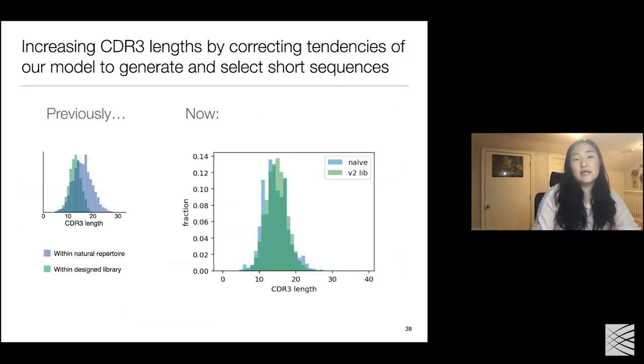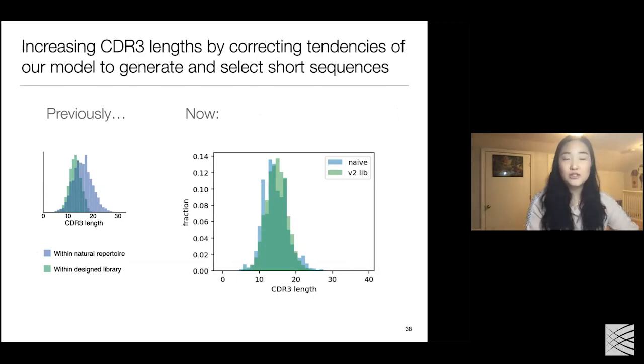And so first we begin by increasing the CDR3 lengths by correcting tendencies of our model to generate and select short sequences. As we cluster our sequences, we actually bias our model toward generating shorter sequences, and for selecting, if we select centroids of these clusters, we actually choose the shortest sequences, even though they're not the most probable, because they have the most neighbors. The shortest sequences tend to have more neighbors. And so we corrected this by sampling from these clusters, and now we have longer CDR3 lengths that match the naive distribution.